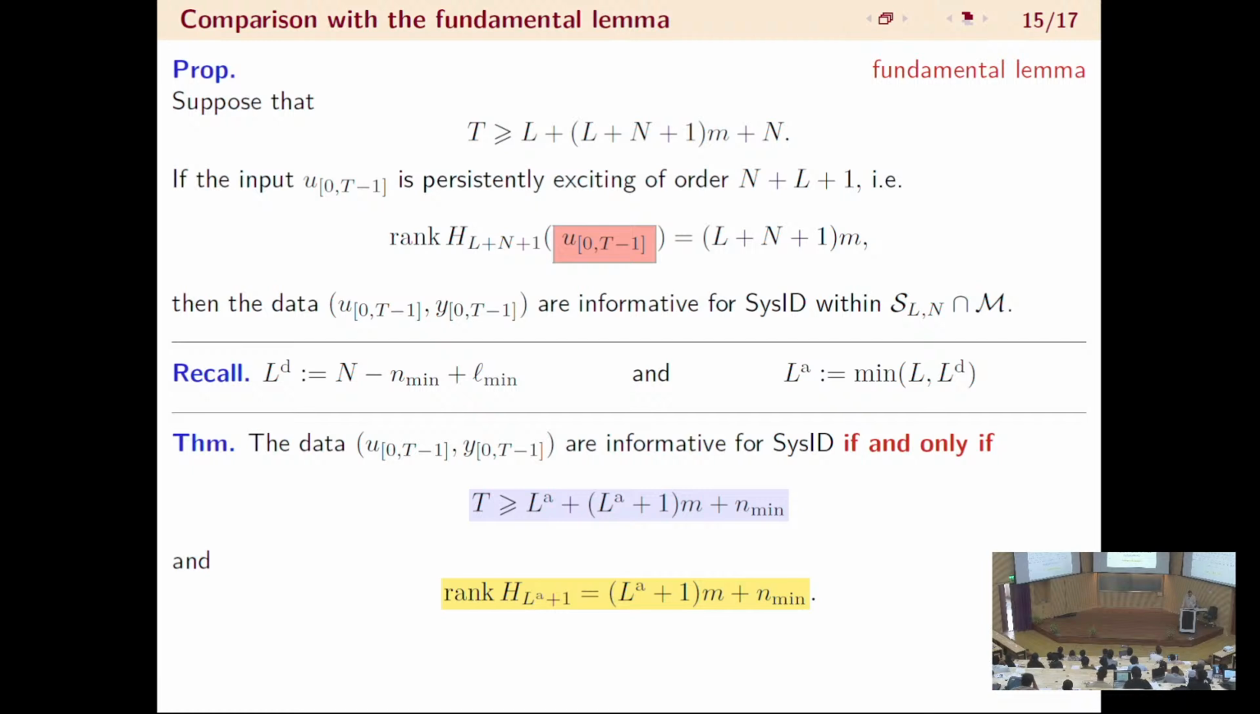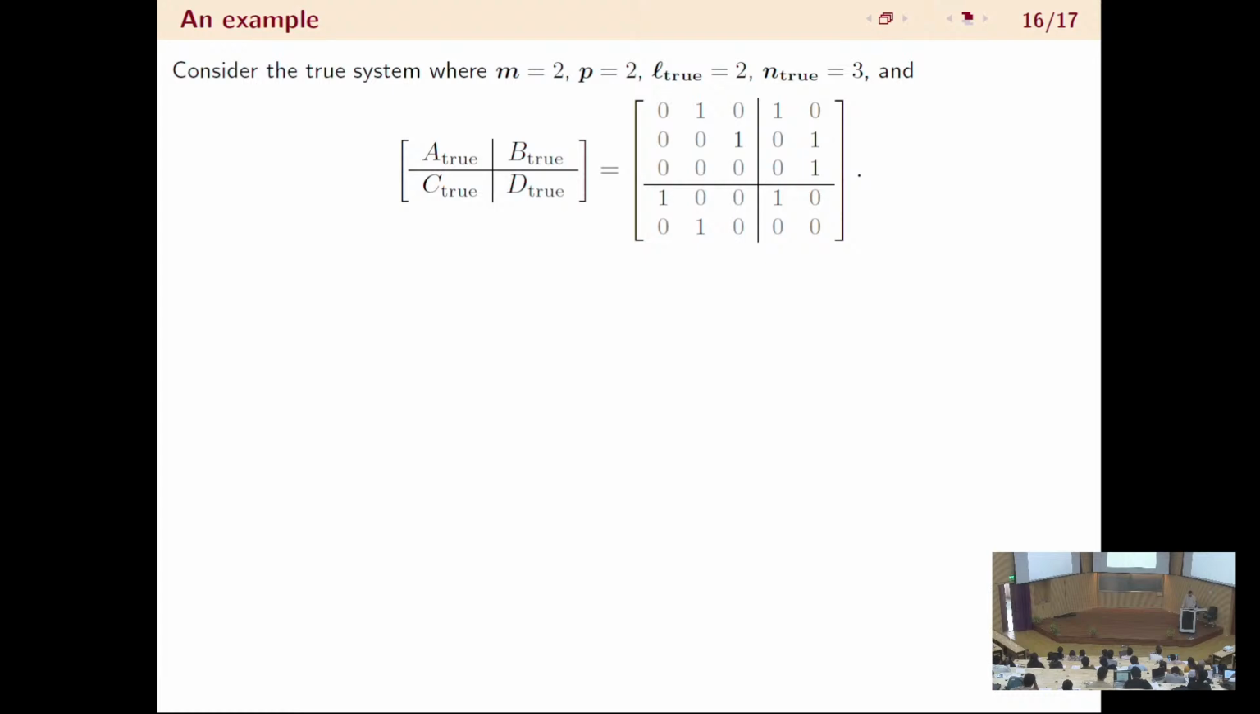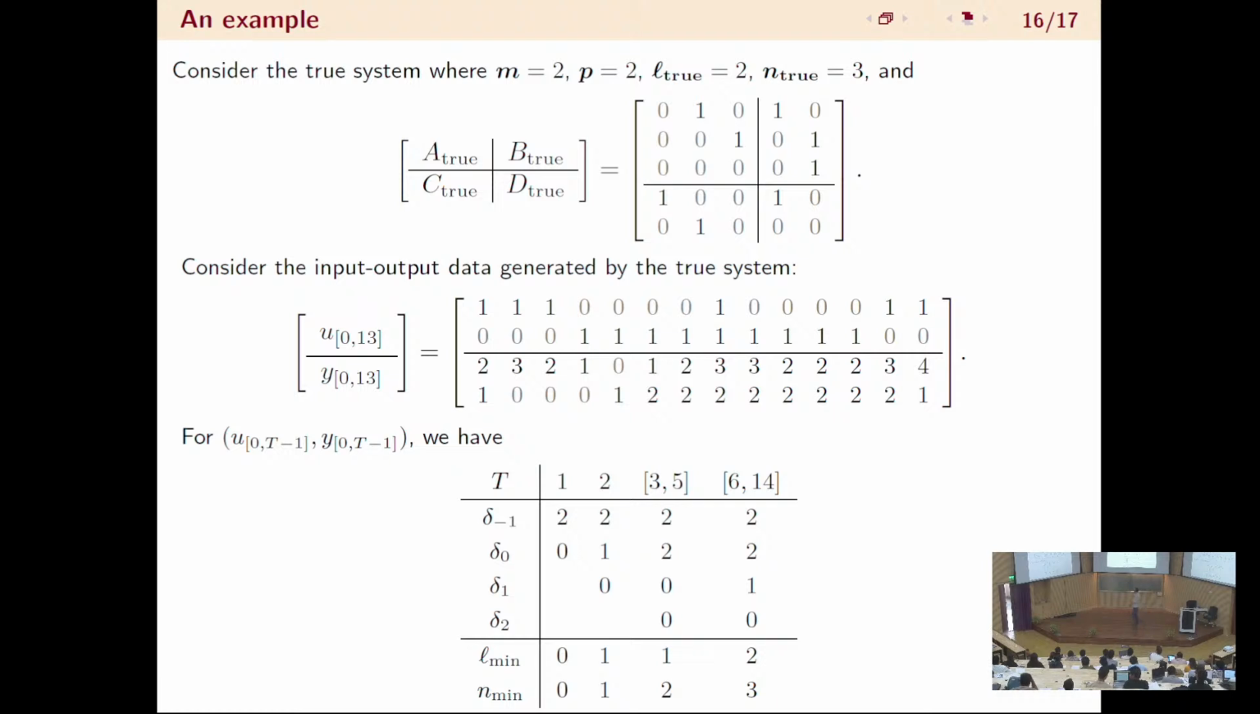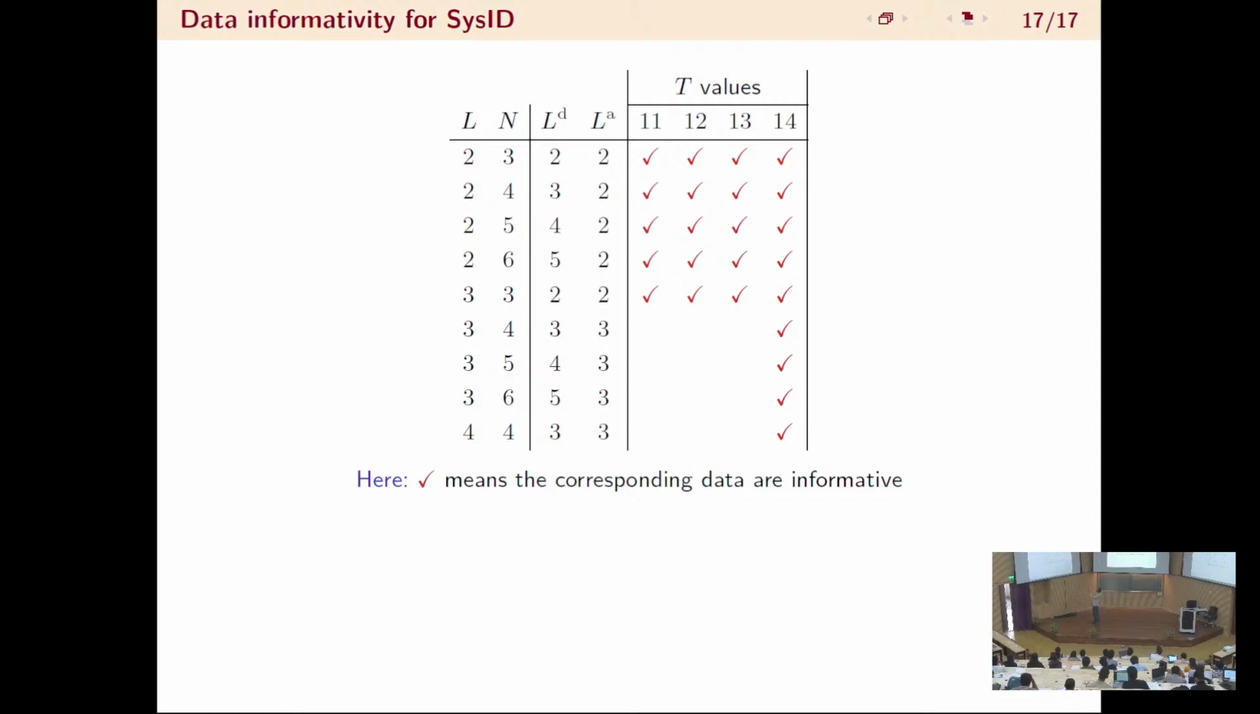If you look at examples, it's going to be easier to see. Here is a system with 2 inputs, 2 outputs, lag 2, 3 states, and then we collect this data. Then we find these delta integers, L min, N min. These can all be done on the basis of the data. Now, if I take these upper bounds, then the data I started with gives me this LD, this LA, and I apply the theorem. In all these ticked cases, the theorem says you can identify the system.